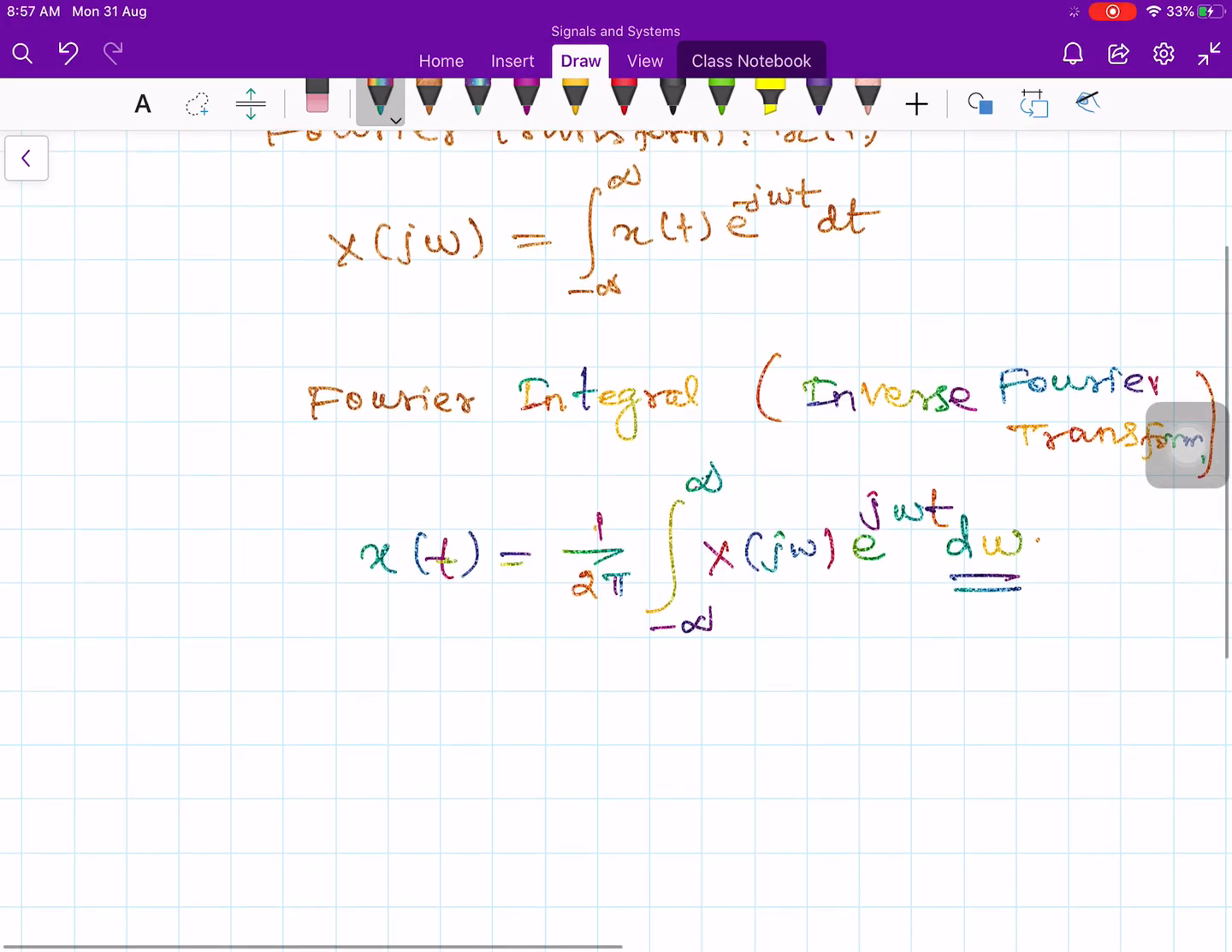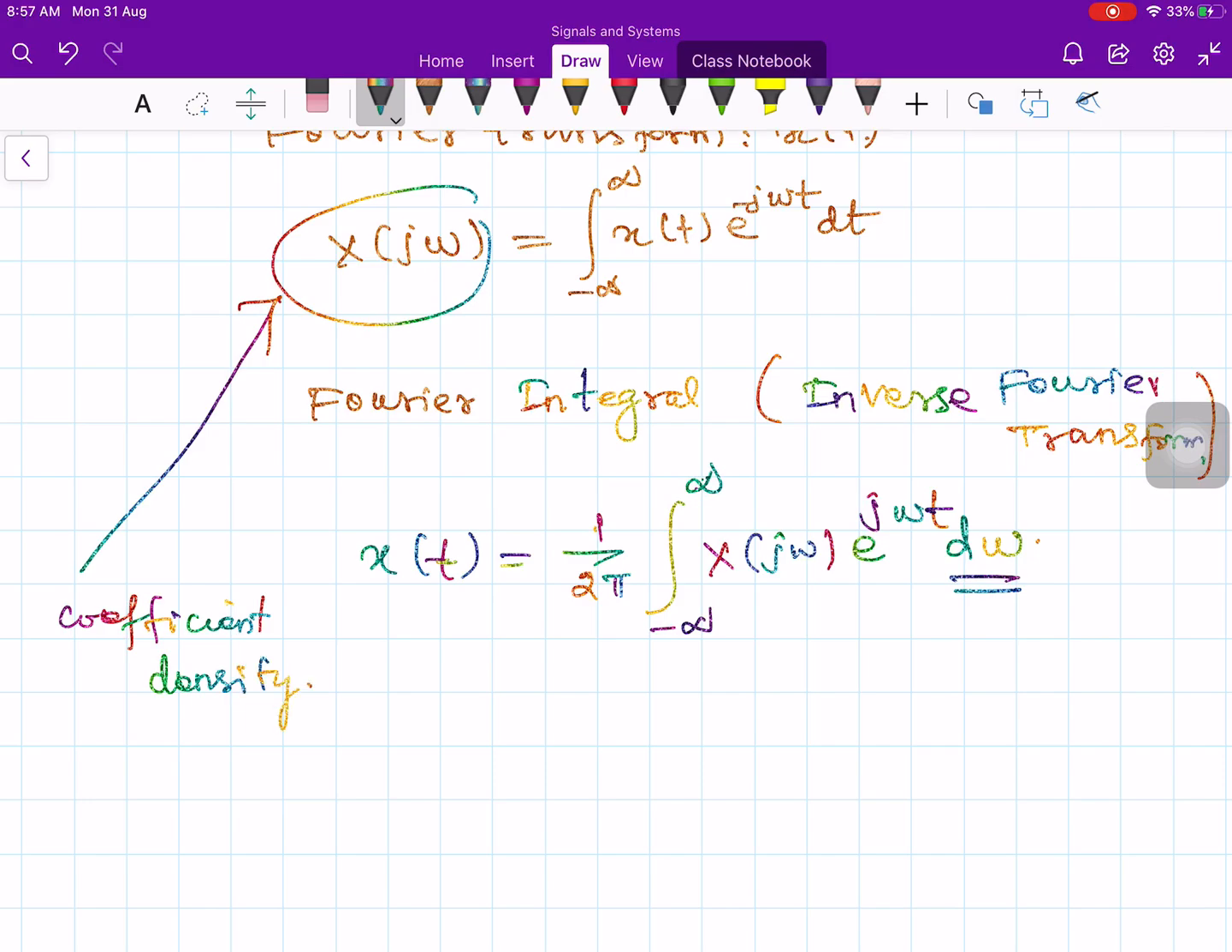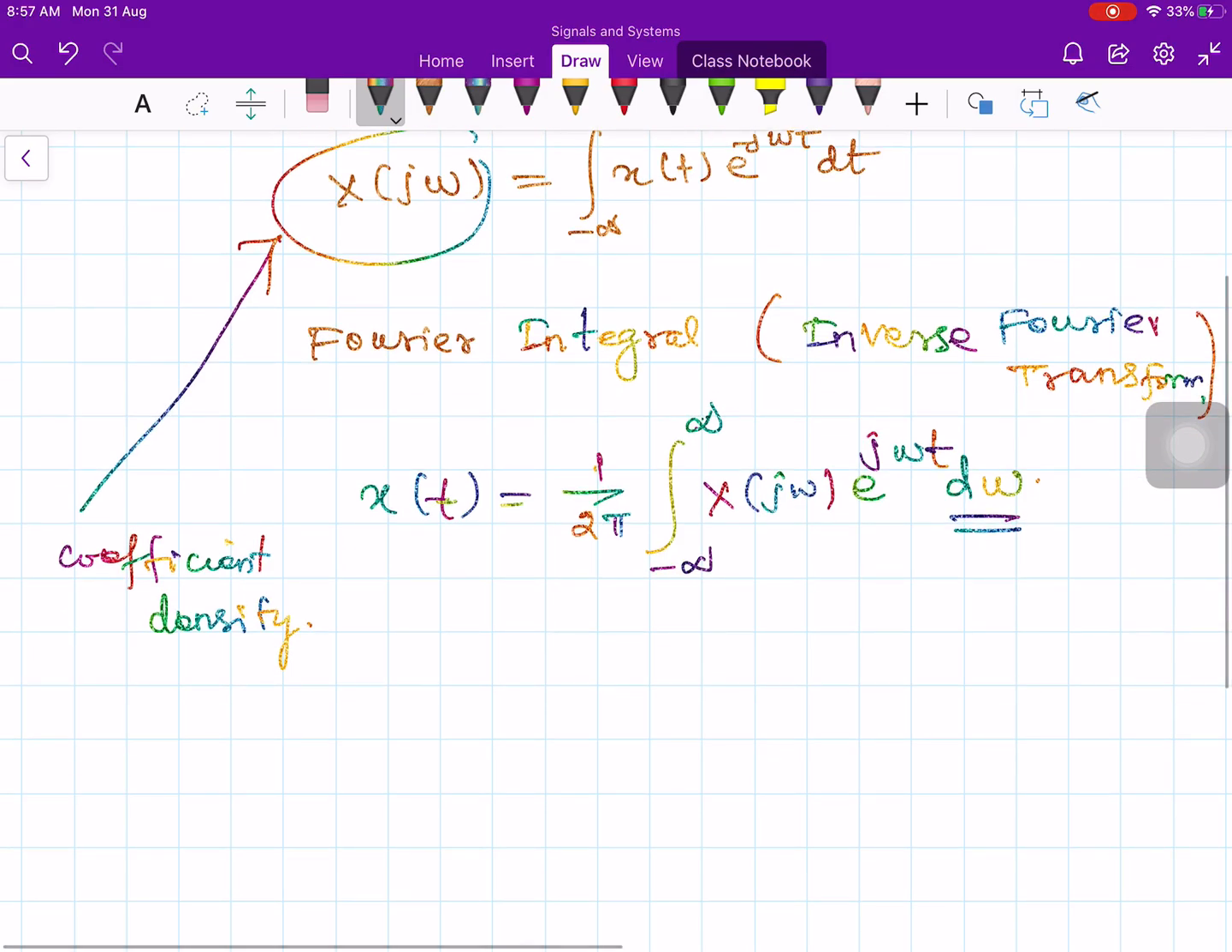Okay, now in this lecture what we will do is look into the meaning of the coefficient density. By the way, this is called a coefficient density. So what is the meaning of the coefficient density? And also let us try to understand the similarities and the contrast between the periodic function and the aperiodic function. So this is what we are going to discuss in this lecture.